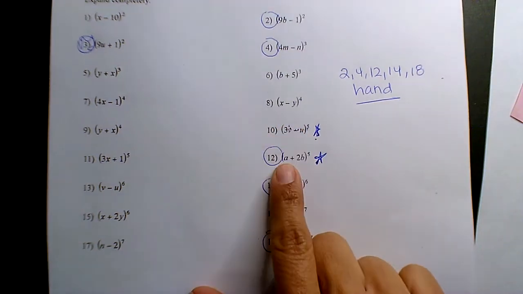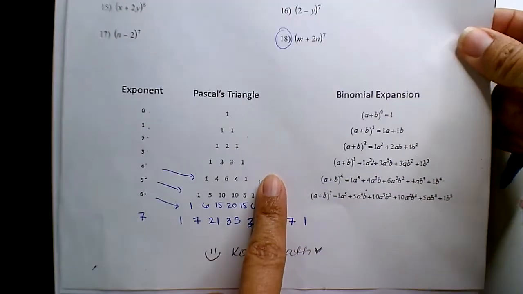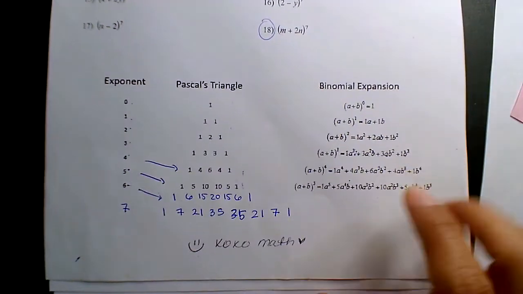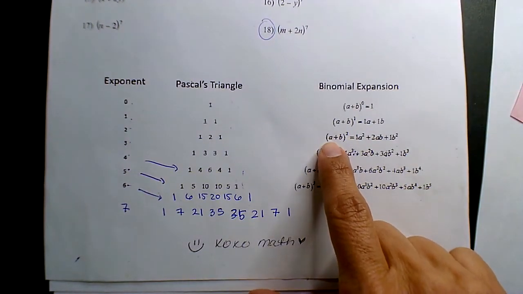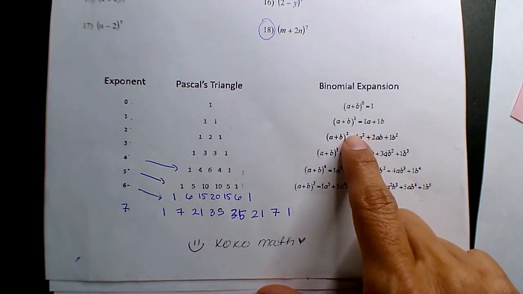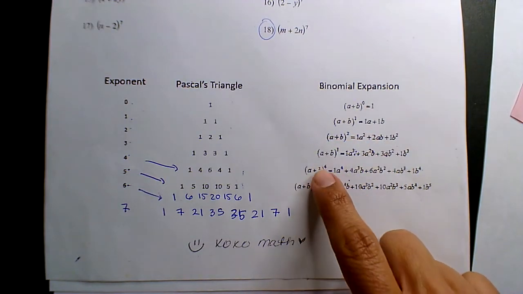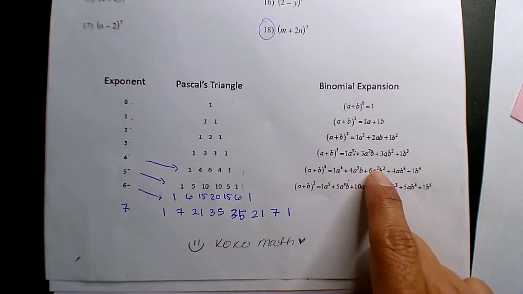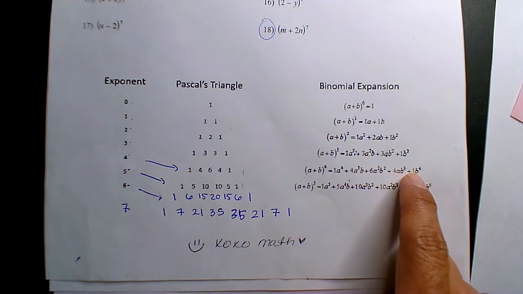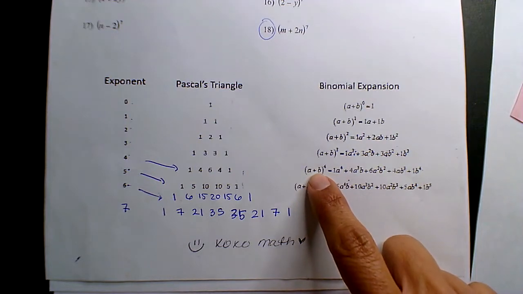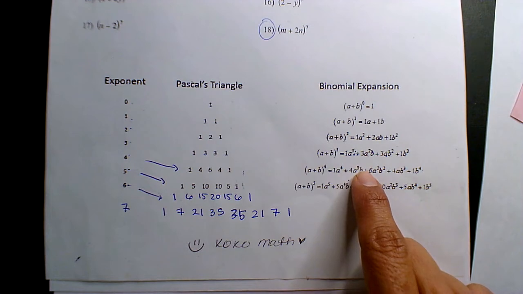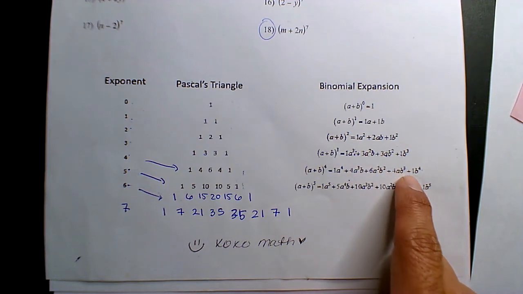So 12, right? Okay, it's here. But what you guys have to understand is that the first term in the binomial is decreasing. So like 2, 1, 0, or like here, you always start at what the exponent is. So 4, 3, 2, 1, and then 0. The second term starts at 0 and increases to 4. So nothing, b to the 1, b to the 2, b to the 3, b to the 4.